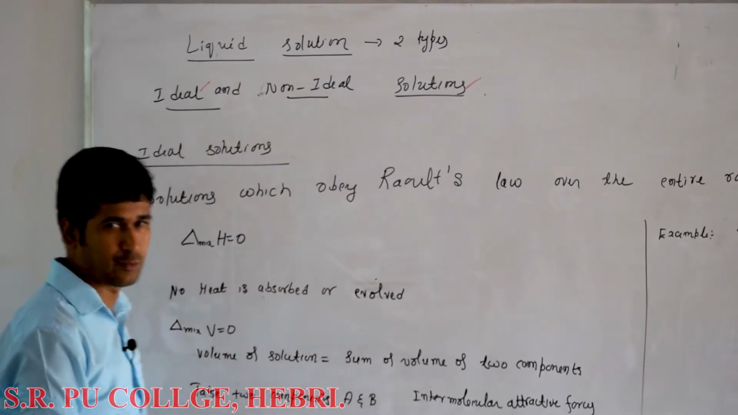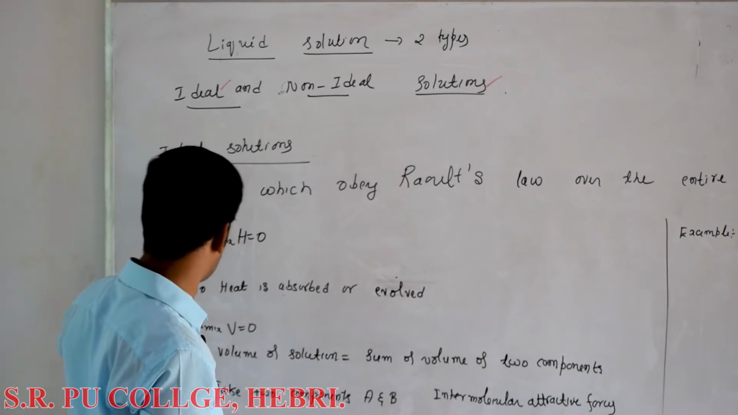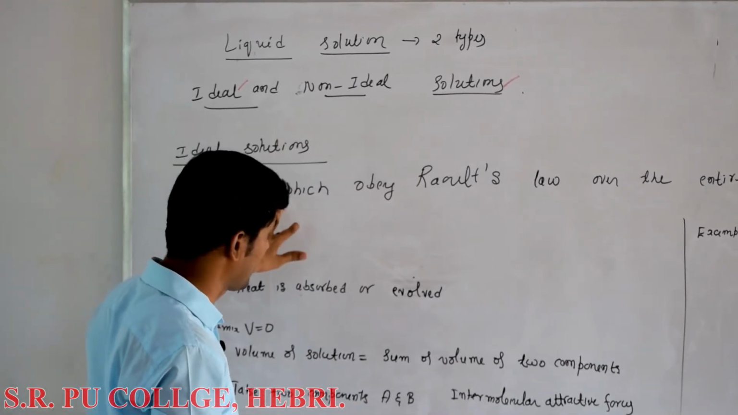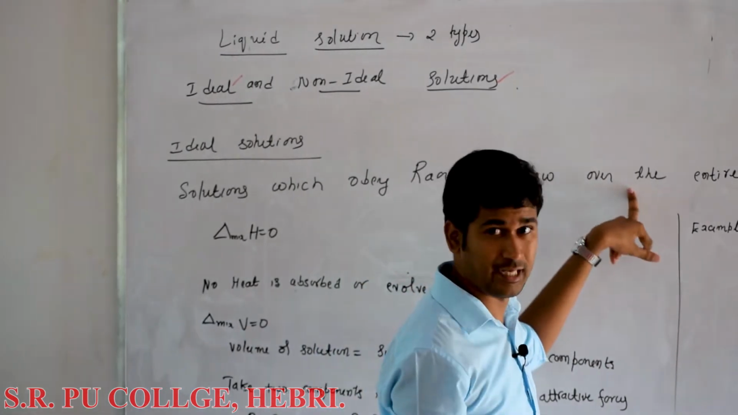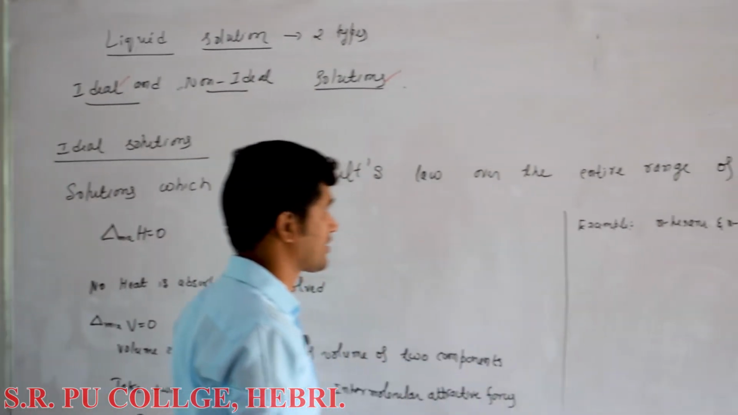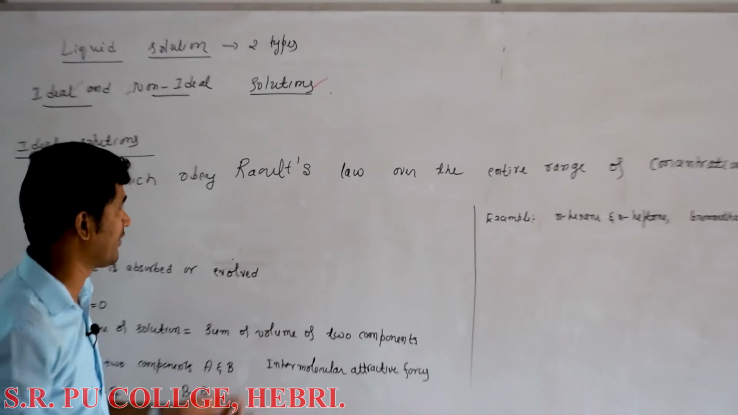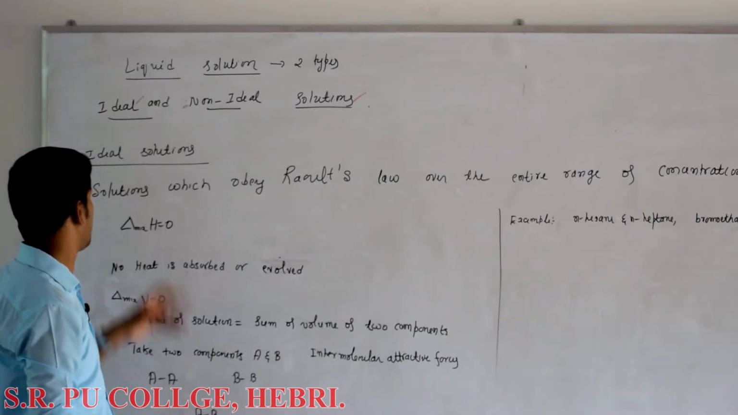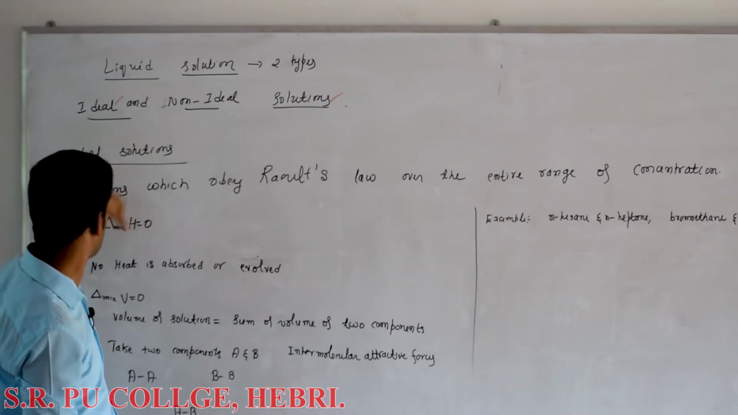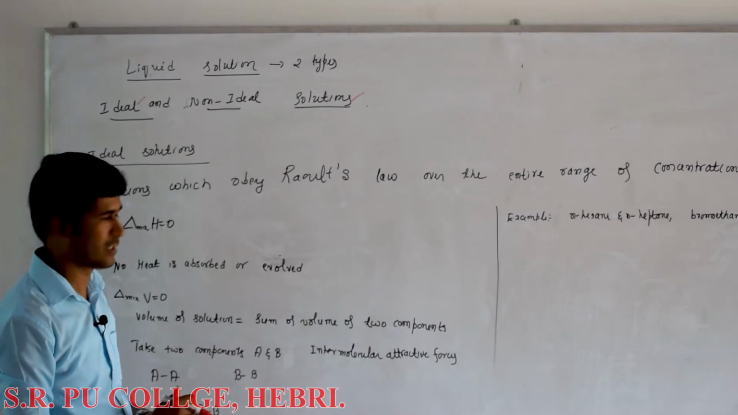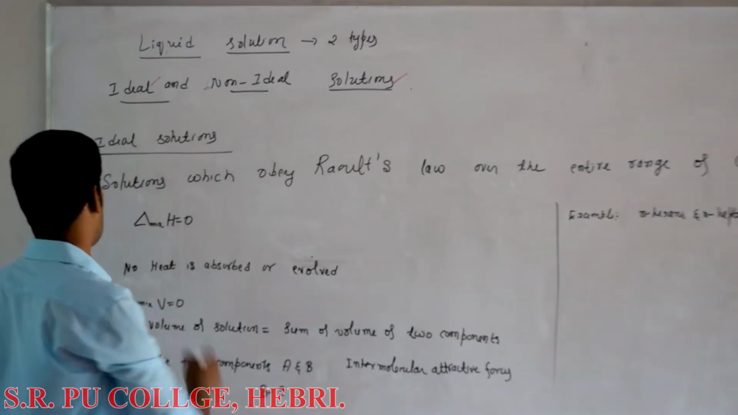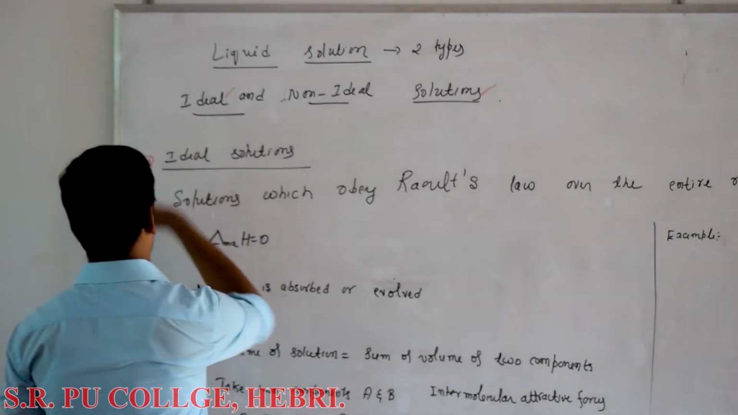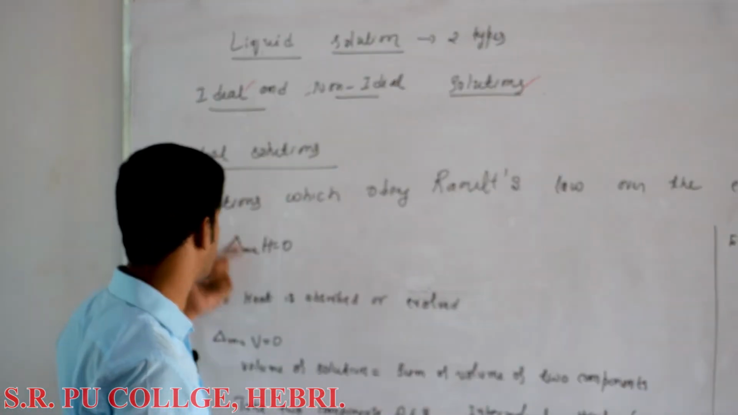What are ideal solutions? Ideal solutions are the solutions which obey Raoult's law over the entire range of concentration. Entire range of concentration means concentrated to dilute, very dilute solutions. If they obey Raoult's law, then they are known as ideal solutions. Solutions which obey Raoult's law are known as ideal solutions. This is very important for your theory examination.